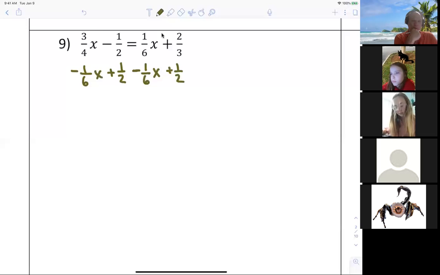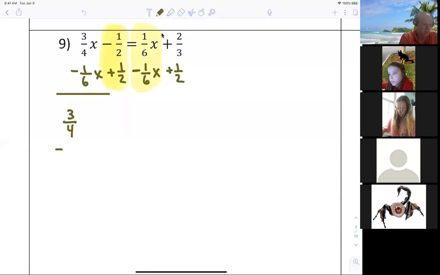Anybody have any issues with that so far? Now, again, I'm trying to highlight, if you're struggling, you should do what I'm doing. All right, these guys cancel, and these guys cancel. So now everybody's got to tell me what's 3/4 minus 1/6. All right, so let's do that. 3/4 minus 1/6. What's common denominator?